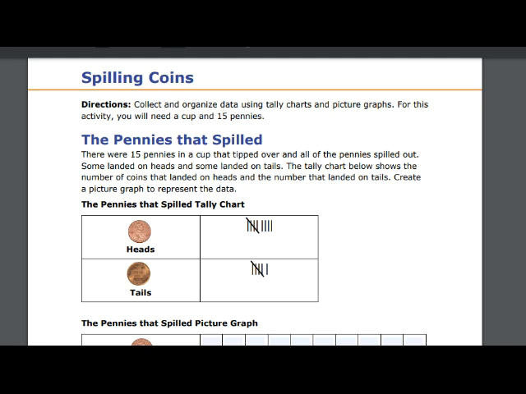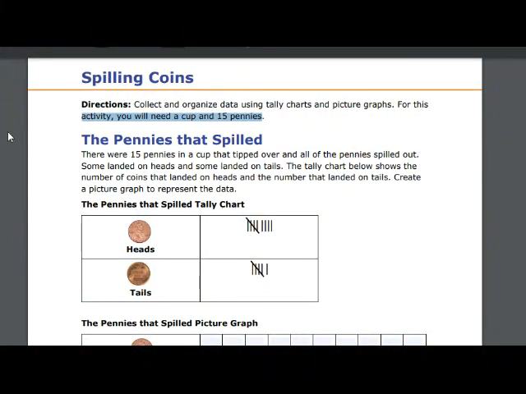It says directions. Collect and organize data using tally charts and picture graphs. For this activity, you will need a cup and you will need 15 pennies. So I've got my cup and I've got 15 pennies inside of it. All right, that's what you're going to need for this assignment.